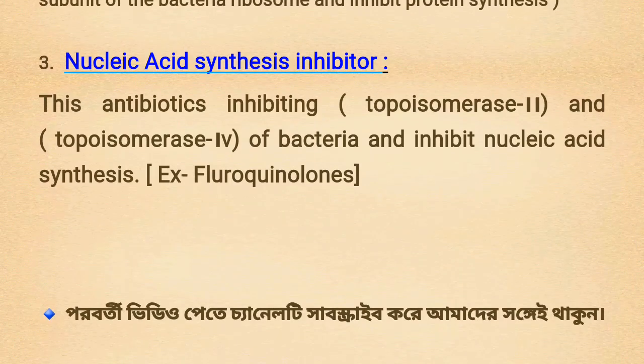Number 3, nucleic acid synthesis inhibitor. This antibiotic inhibits topoisomerase 2 and topoisomerase 4 of bacteria and inhibits nucleic acid synthesis. Example: fluoroquinolones.